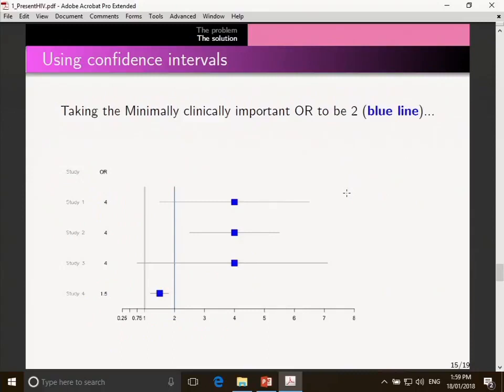So here's our 4 studies. In the first 3 studies, sorry, that's very small font, the odds ratio is 4. In the 4th study, it's 1.5. Now, I want you to note this blue line here, which is what we think is a clinically important effect. And this very light grey line, which would mean an odds ratio of 1, which is a statement of no association.